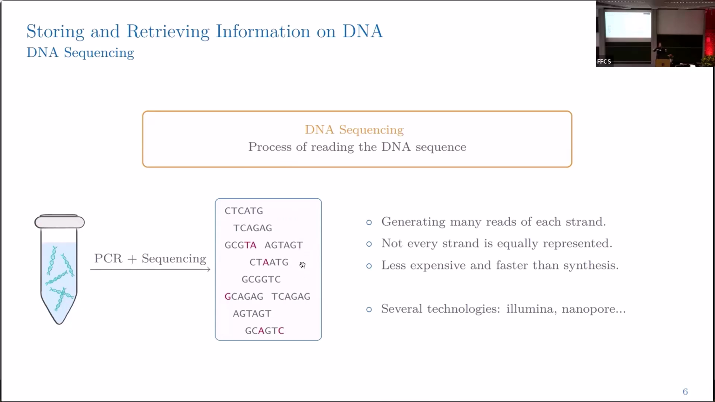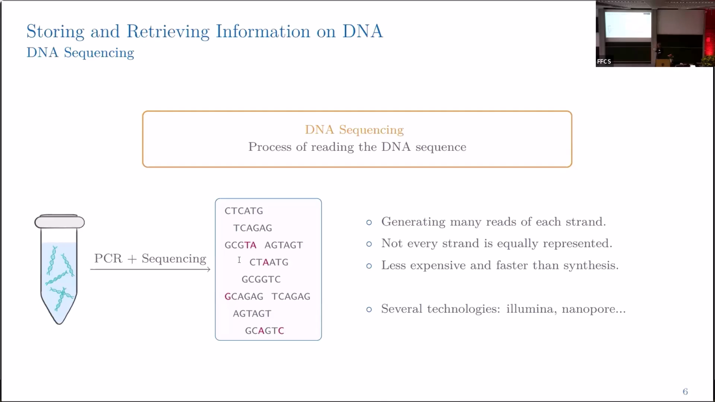Also, again, errors are introduced during sequencing because of the structure of the DNA. Depending on what bases are in there, there are some biases and errors can happen. There are several technologies like Illumina or Nanopore, which maybe some of you might have heard. I'm not going into details there. But eventually what you get is a lot of copies of all of your strands, not in equal proportions, with errors.